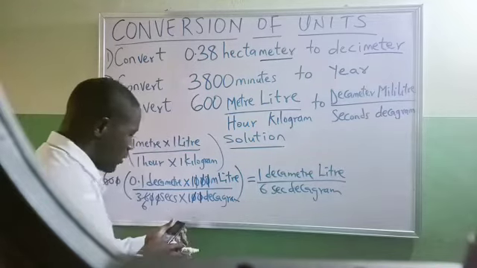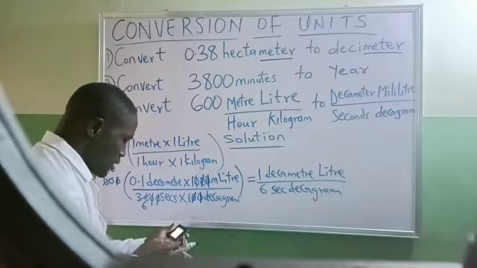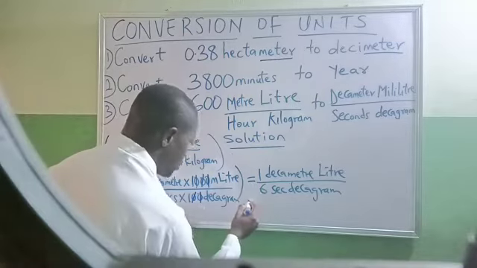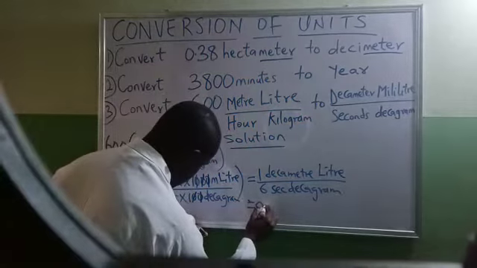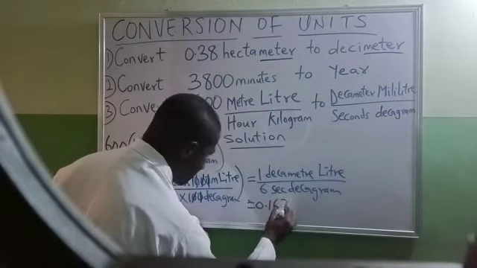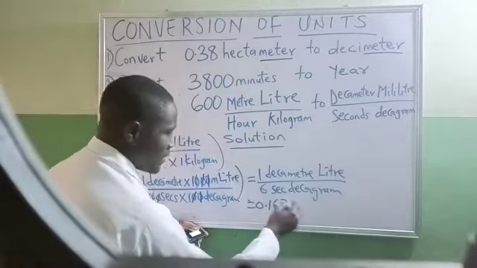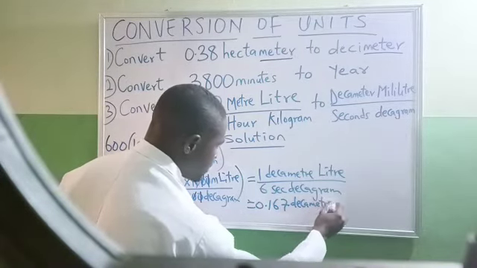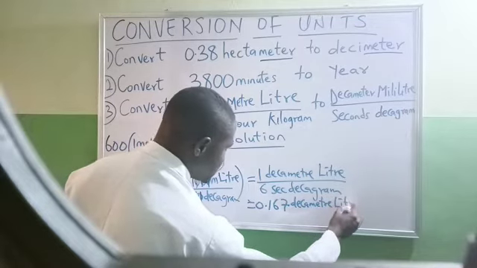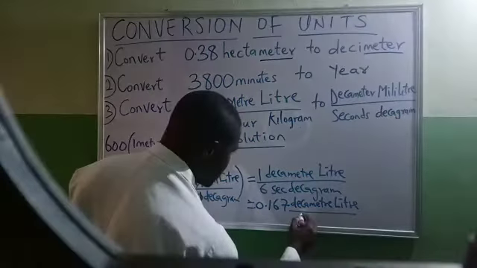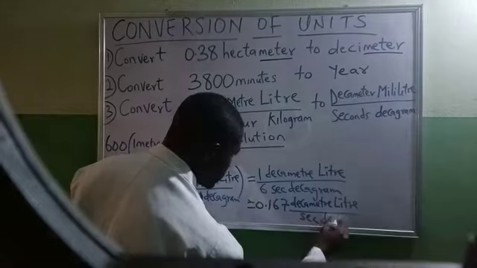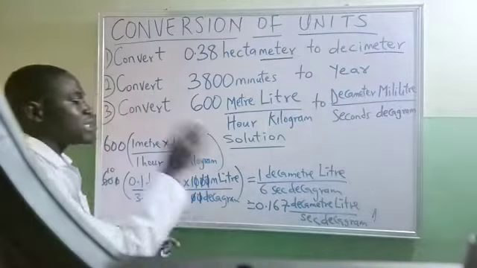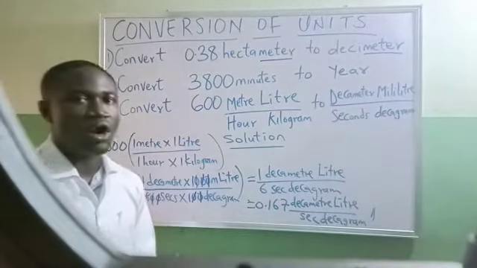Or you don't put it in decimal number. That is 1 divided by 6, or equals 0.167 in approximated answer. Meter all over second decagram. So that is how to do conversion of units.